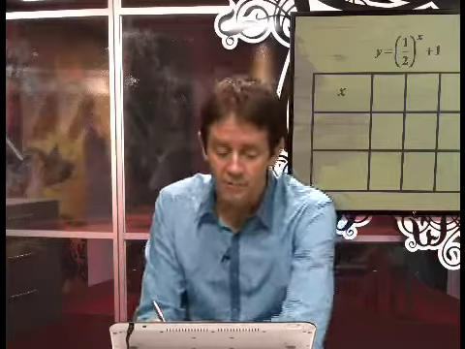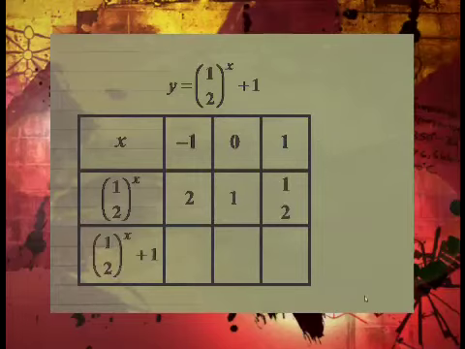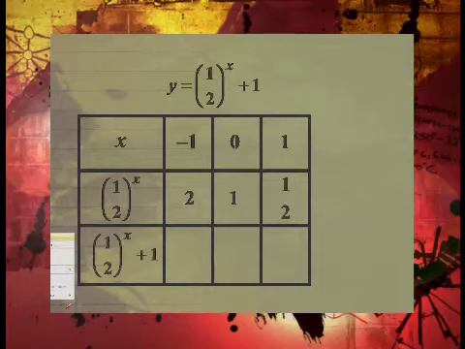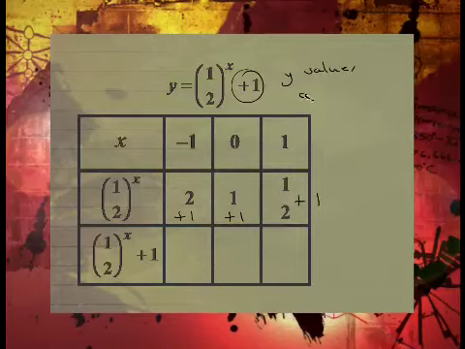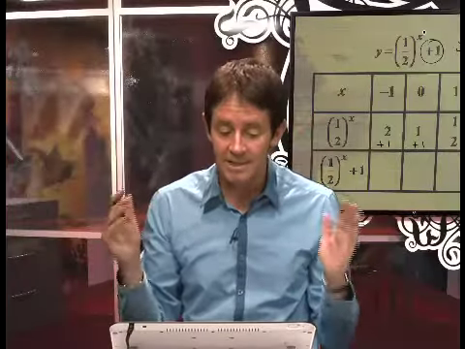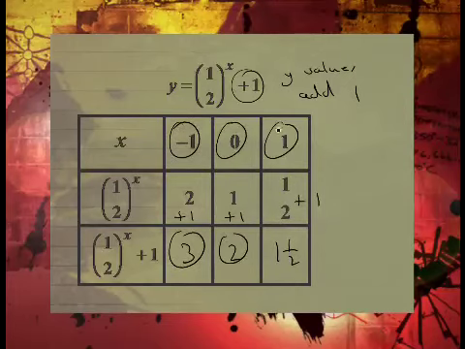Okay, let's look at the half one. We've got our points, which we did. We worked out (1/2)^x as those values. Now what are we going to do? If we add 1, in other words, we're adding 1 to the y values, like the hyperbola. Remember, we're not doing anything to the x yet, so the x's stay the same. So this is 3, 2, and 1.5. So you've got -1, 3, 0, 2, and 1, 1.5.